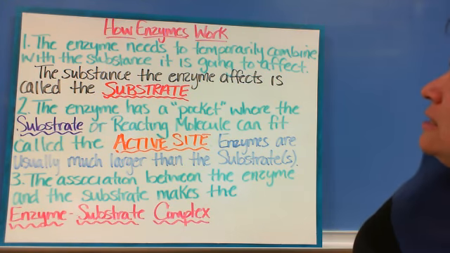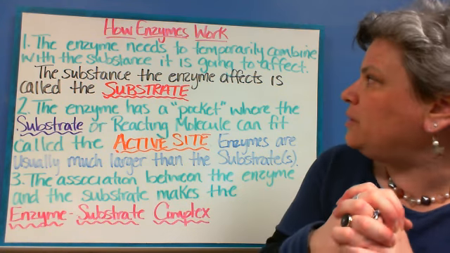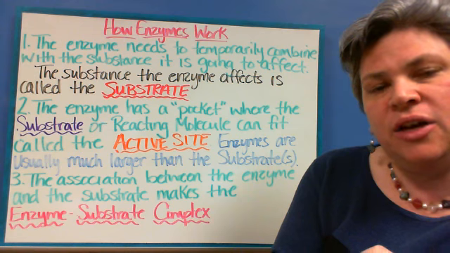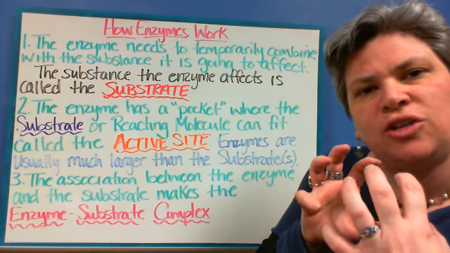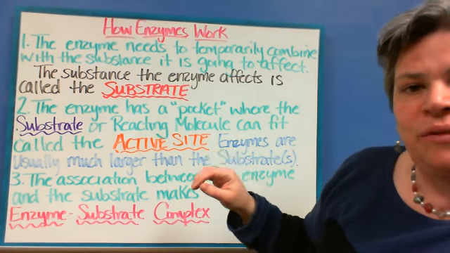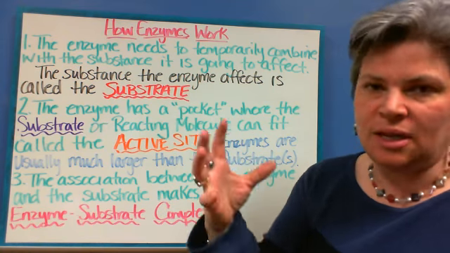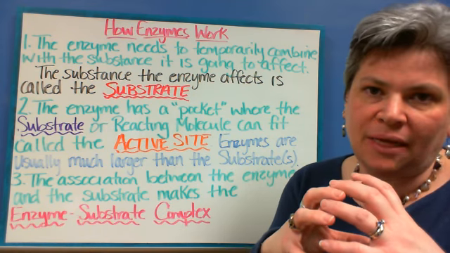The enzyme needs to temporarily combine with the substance that it's going to affect. So the two of them need to at some point actually come together. They need to touch. The substance that the enzyme will affect is called the substrate. So the enzyme and the substrate need to temporarily come together.